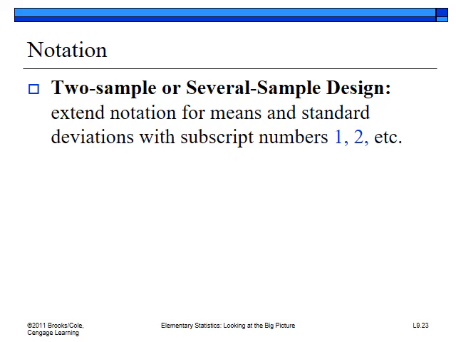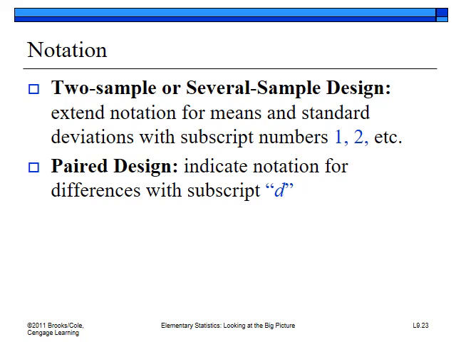Now let's talk about notation. For a two-sample or several sample design, we'll use the same notation that we've used for means and standard deviations, except we'll attach subscript numbers: 1 and 2 for a two-sample design. We'll include 3 and 4 with the 1 and the 2 if it's a four-sample design, and so forth. For a paired design, we'll use just the single mean and standard deviation, but we'll attach a subscript D to indicate that it's talking about differences.